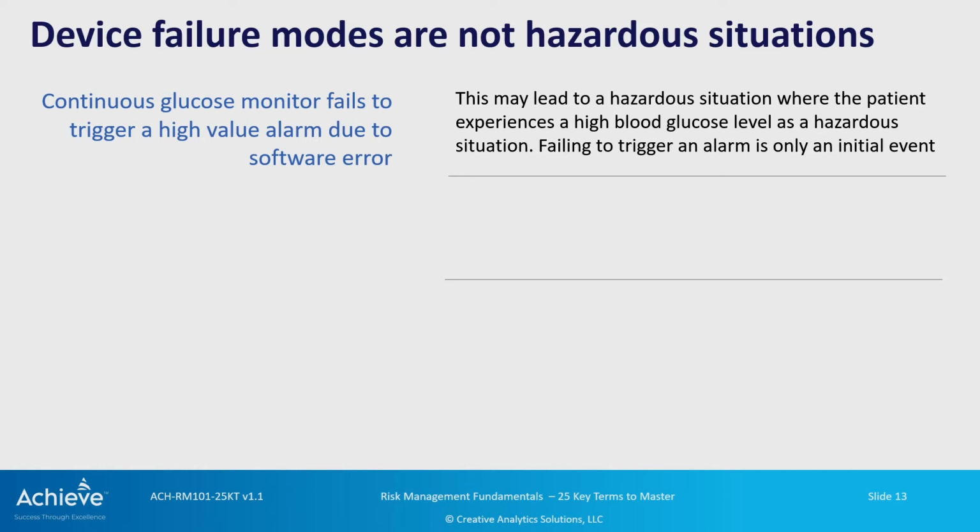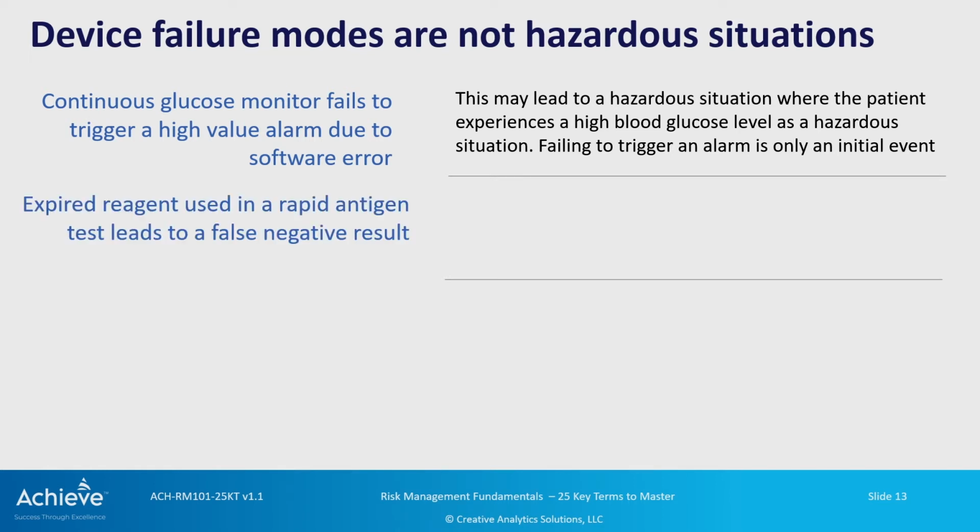Many other events have to happen as part of the sequence of events before a hazardous situation occurs. And a challenge in a tool like FMEA, which is a single fault line item tool, is that it is difficult to articulate all the different sequences of events that lead to a hazardous situation. So simply equating a failure mode to a hazardous situation can lead to a lot of confusion.